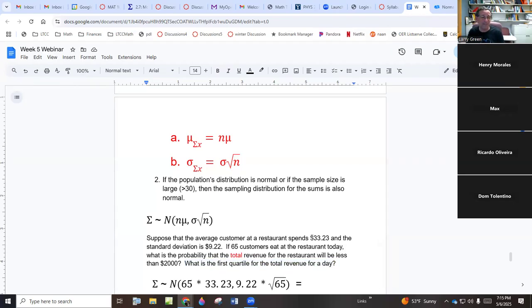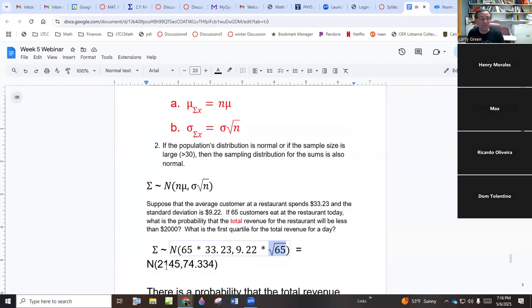For this one, the mean was 33.23, standard deviation was 9.22, and 65 customers, so we can say capital sigma x, the sum, has a normal distribution. Now it's n, which is 65, times mu, which is 33.23, comma, sigma, which is 9.22, times the square root of n, which is the square root of 65. Any questions on how I came up with that? Then it's important that you know how to use your basic calculator. 65 times 33.23 is 2,145, and 9.22 times root 65 is approximately 74.334. It is important to know how to plug that in.